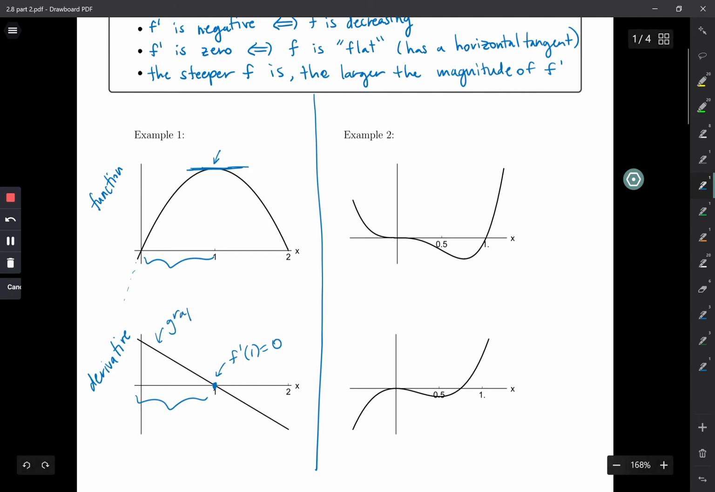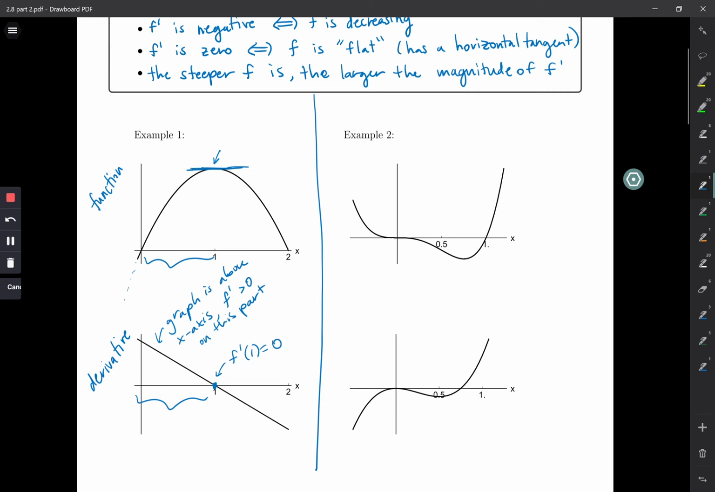That means that it is above the x-axis, which means that f prime is positive, greater than 0 on this part. And when I say this part, I mean this interval that we're talking about.